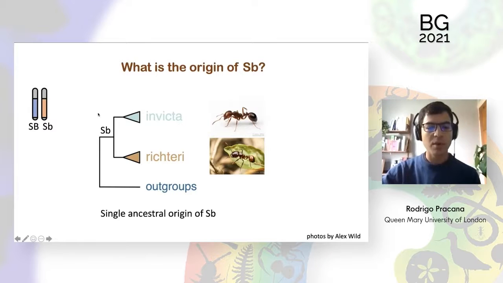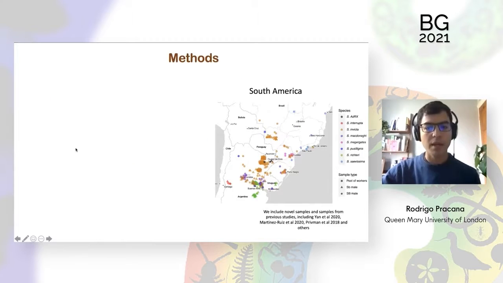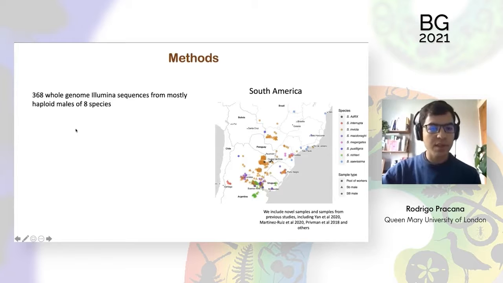We start with a very simple hypothesis, which is that there is a single ancestral origin of the supergene, which occurred before the speciation of the species that are socially dimorphic. And we test this by looking at genomes. So we've looked at 368 whole genome sequences from 8 species of fire ants. These samples have been taken from all over South America, either by us or from previous studies by us and other authors. Most of the samples are haploid because male ants are haploid.